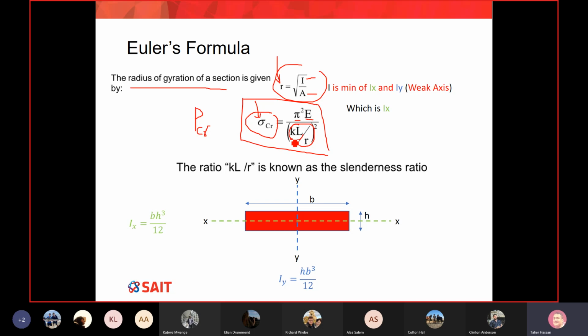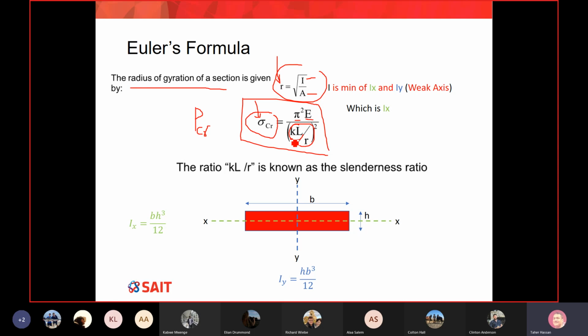This whole term is a very popular term in structural engineering. Next year, when you learn about design courses, you will use it so often, called KL over R. And we give a name for this whole combination. So the KL over R has a name called slenderness ratio. It tells you how slender your member is, okay? And you can see when the column is so tall, what happens? This number will get larger, which means your column is so slender.